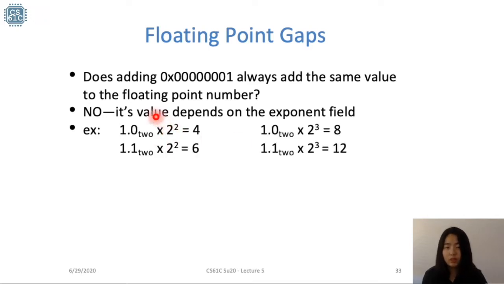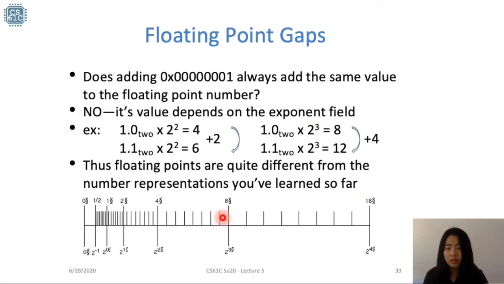For example, on the left, we have exponent equal to 2. On the right, we have exponent equal to 3. If we choose the same bit in the significand field, here we're choosing the leading bit, and flip it, we can calculate the gap between these two numbers. We can see that when the exponent is 2, the gap equals 2. When the exponent is 3, the gap equals 4. So the gap between each representable floating point is actually increasing as the exponent increases.